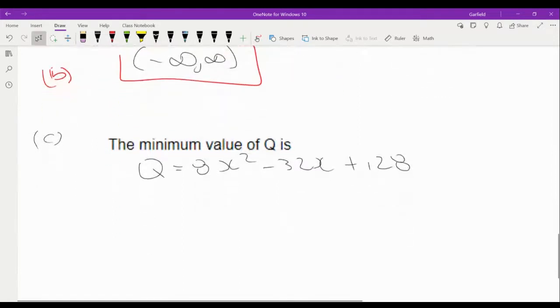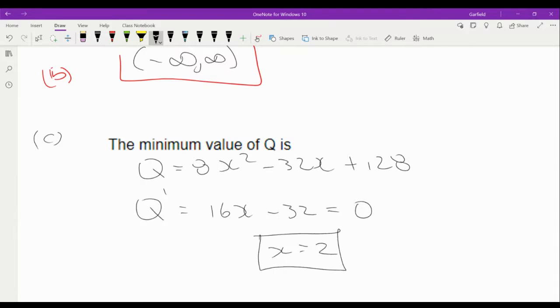So we're going to find the derivative. So Q prime is equal to 16x minus 32. So we're going to set this equal to 0 and solve it. x is equal to 2. So this is the x value that produces the minimum value. We're actually trying to find Q, the minimum value of Q.